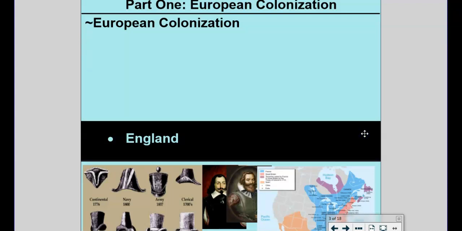Now, for the English, we're going to talk about England a lot. We're going to talk a lot about the English because they're the ones that really eventually lay down what will become the United States with the colonies. What I want to talk about here just for a minute are some of the reasons why the English start coming to the New World.